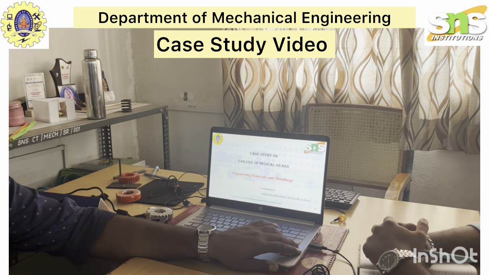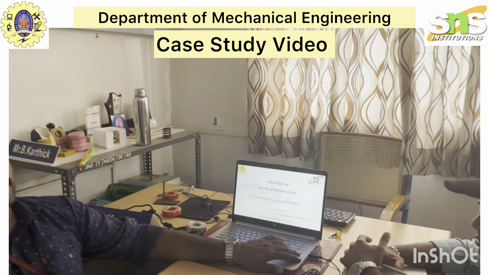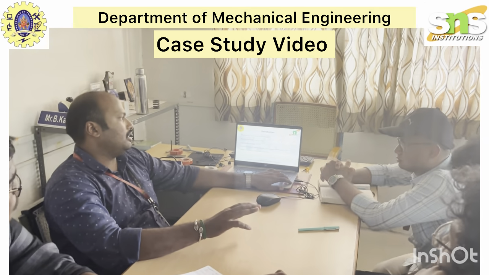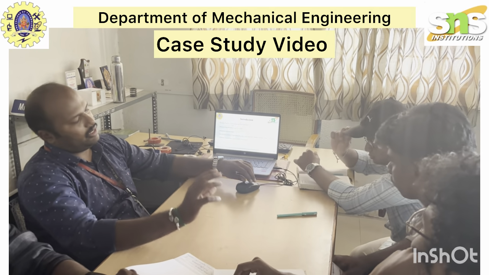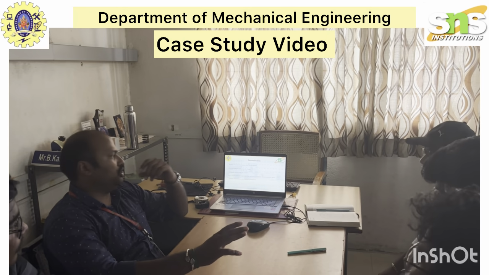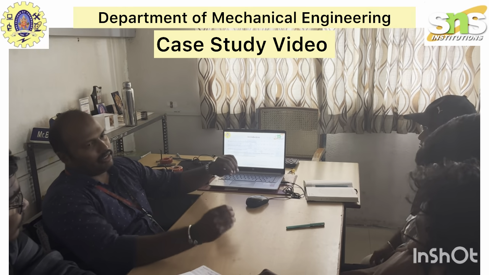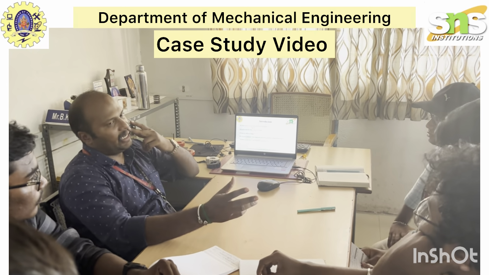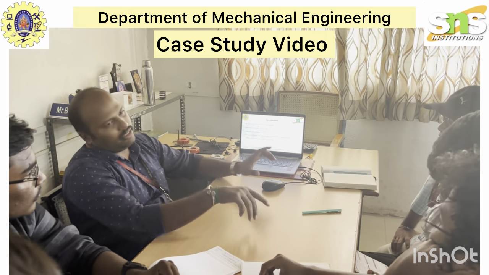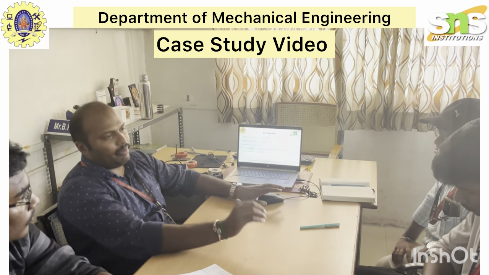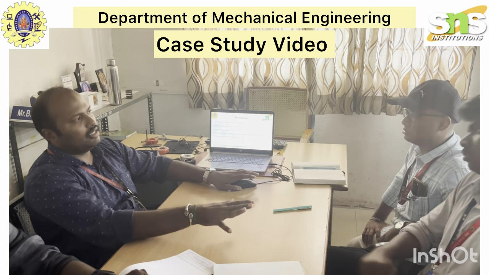Class, today we are going to see a case study on helical gear failure. This is a case study where a helical gear failed in a bus gearbox. Usually if a bus gearbox is using helical gears, as I already discussed in the class, in a high speed machine fatigue is one of the main causes of failure.